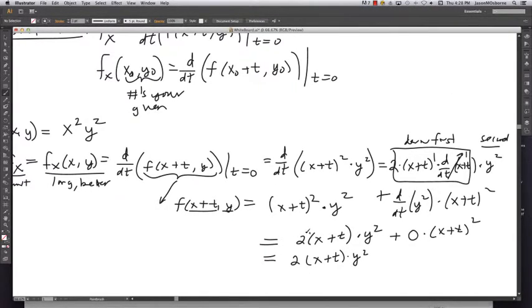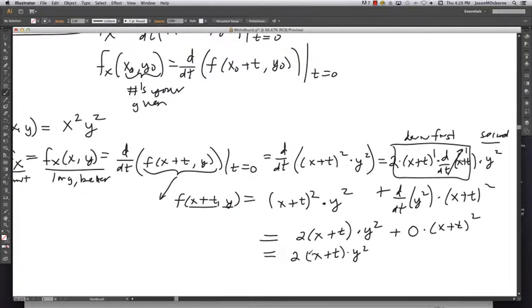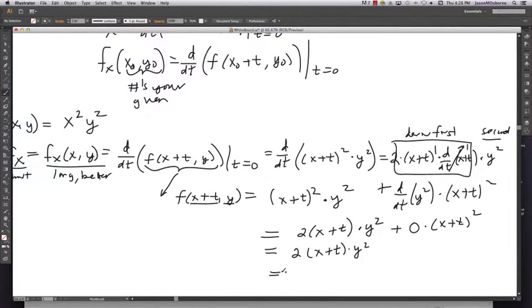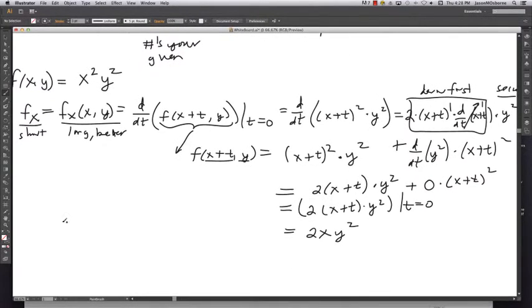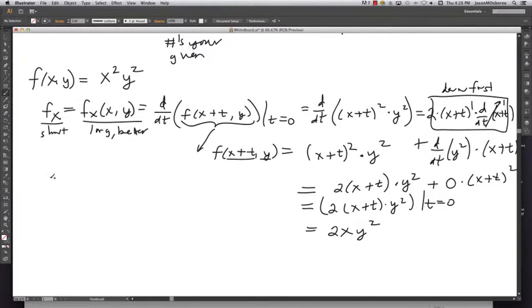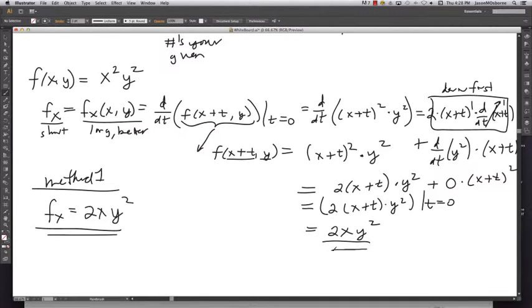All right, I'm back. So we took that derivative, and now you need to evaluate this at t is equal to 0. When t is equal to 0, you get 2xy squared, which is the same thing you would have gotten from method 1. Method 1, f sub x would have been 2xy squared. So you get the same answer.